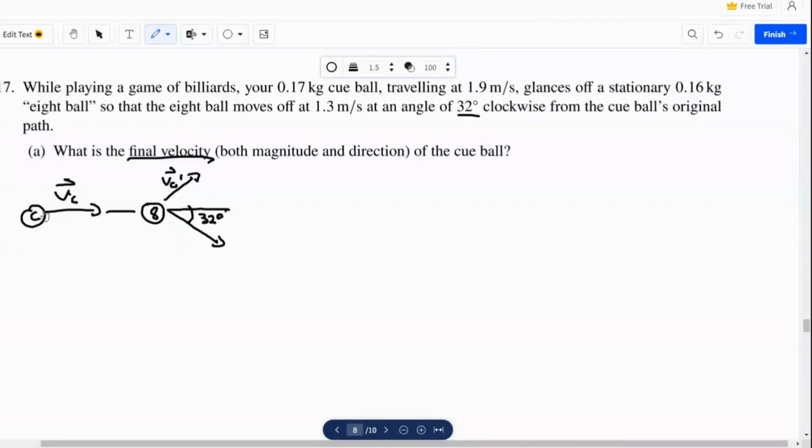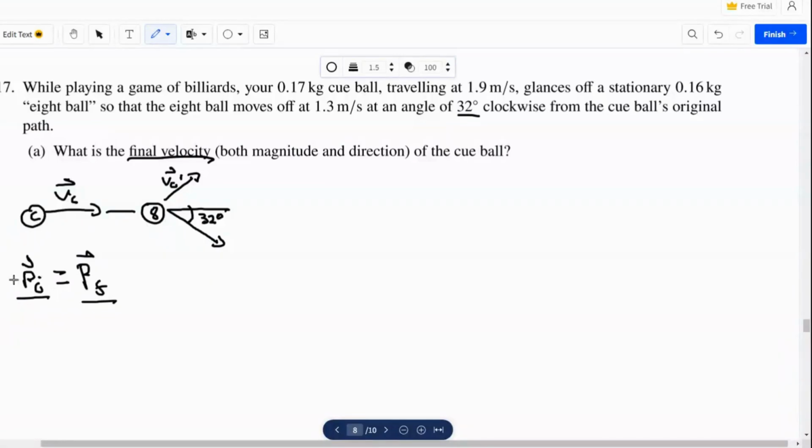When we're dealing with collisions in AP Physics 1, the first thing we want to think of is momentum, momentum, momentum. This fits perfectly because we have the mass, we have the velocities, and we're trying to find the final velocity. So in this case, we are going to use the conservation law. Since there's no friction, we can do this. The total momentum initially is equal to the total momentum of the system after the collision. The initial momentum is composed of only the cue ball because the 8 ball's velocity is 0, so there is no momentum of the 8 ball in the first place.